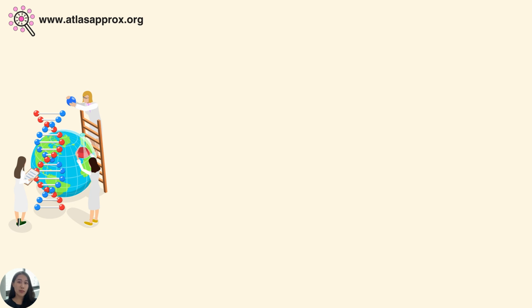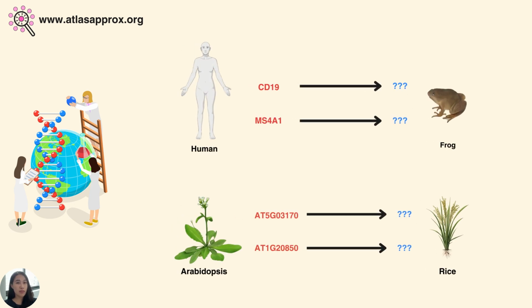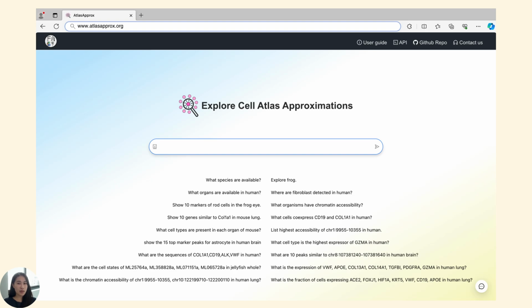In this tutorial, we'll be looking at two examples. The first example is identifying homologs of human genes CD19 and then MS4A1 in the frog. And then the second one is finding homologs of Arabidopsis genes 85G03170 and 81G20850 in rice. We use these examples because they represent important model organisms in both animal and plant biology. In the human to frog example, the focus is on immune-related genes that may have different names in each species but perform similar functions. Let's start from the first example.